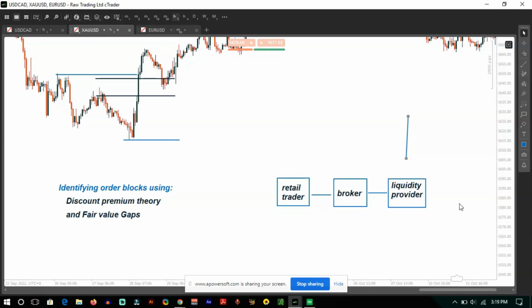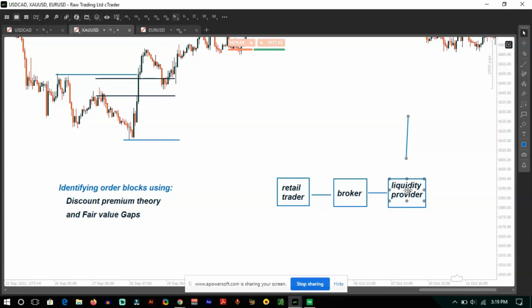The liquidity providers are large institutions. I told you to try to Google the daily trading volume of Forex. It's about 6 trillion US dollars. This is a lot of money that flows through the markets on a daily basis. The broker makes money through commission and spread. And for us, as retail traders, we are battling these liquidity providers.